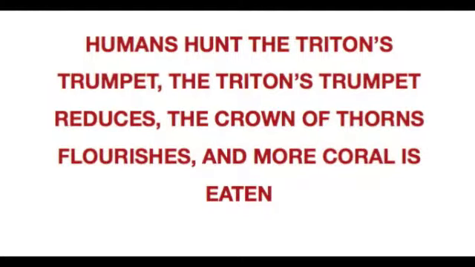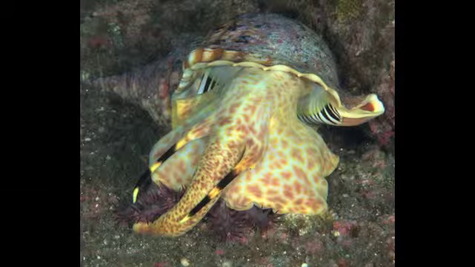So just to go over it really quickly, the humans hunt the Triton's trumpet, it reduces, the crown of thorns flourishes, and more coral is eaten. And this is very detrimental because since the crown of thorns eats the coral, that is affecting the actual habitat that the ecosystem is living in, just like the sea urchins with the sea kelp.